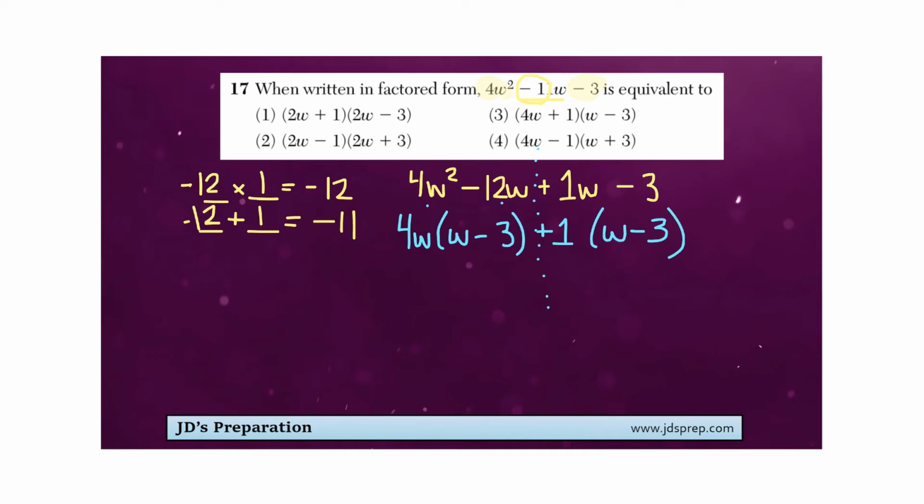So you can see this has definitely worked out. We now have a common factor in the whole thing of w minus 3. So if we factor that out, we'll have w minus 3, and left over in the brackets, we'll have 4w plus 1. And you can see I got that from here and here, that 4w and that plus 1.